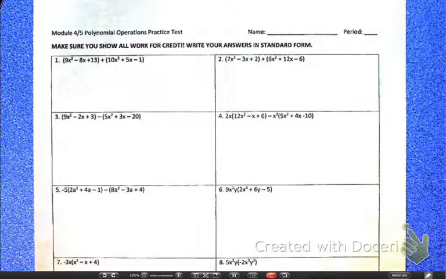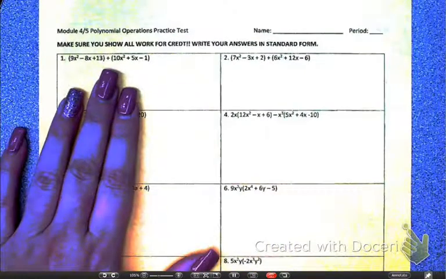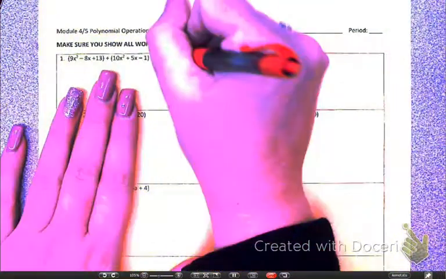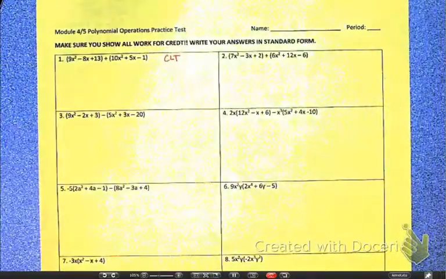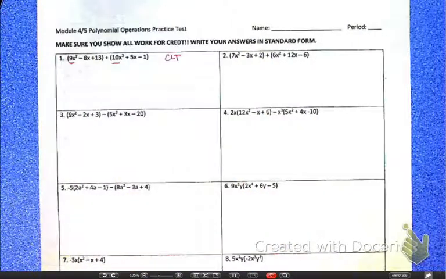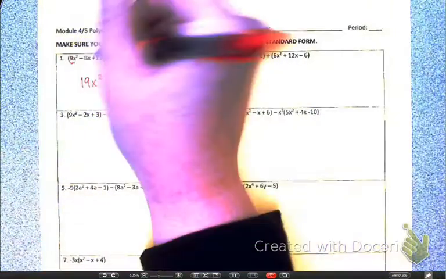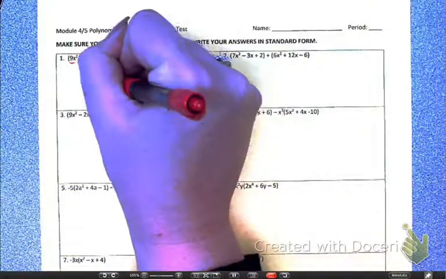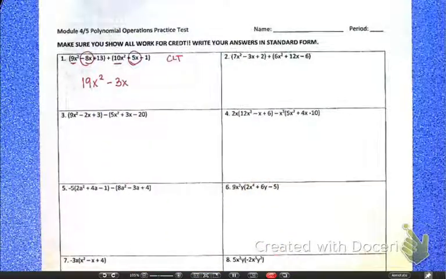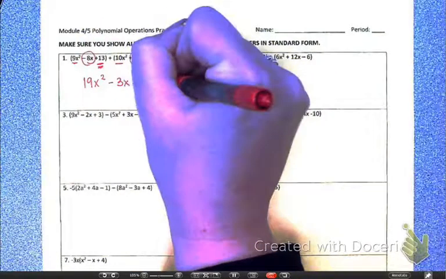So first thing that you need to be able to identify is what operation you're performing. So add, subtract, or multiply. If I look at this one, what operation is that? Adding, which means all you are doing is combining like terms. So my highest exponent is squared. So 9 plus 10 is 19x squared. Negative 8 and a positive 5 is a negative 3x. 13 minus 1 is 12.